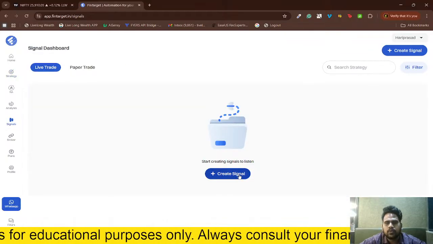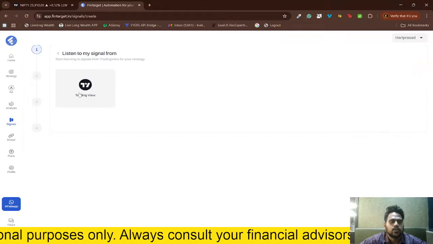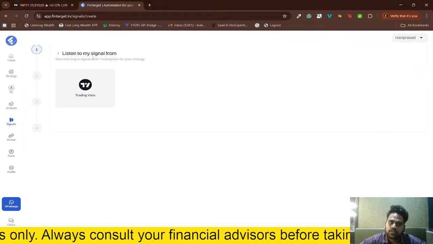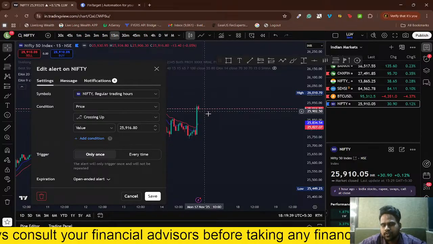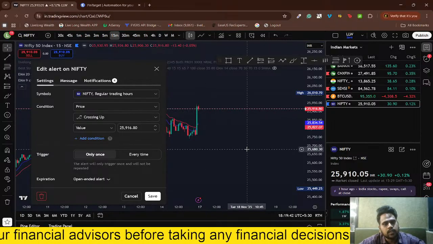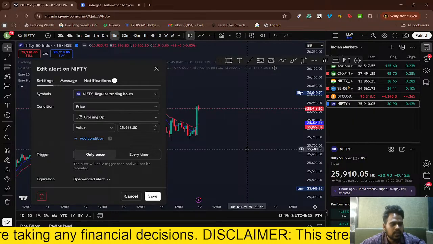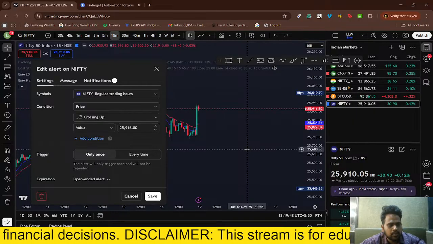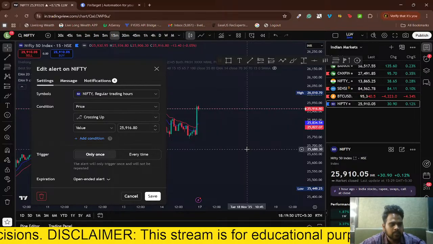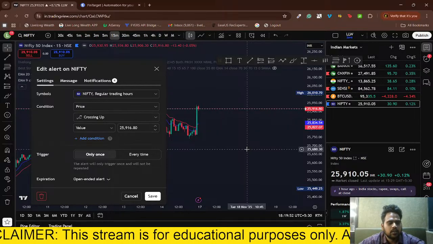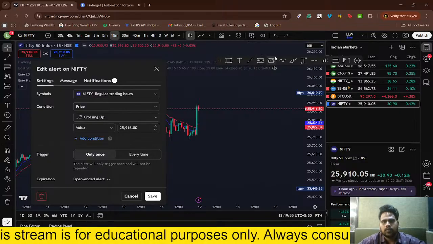Now I need to create signals over here. I am taking a signal from TradingView. For this we need the premium version of TradingView. That is a very important thing to keep in mind.